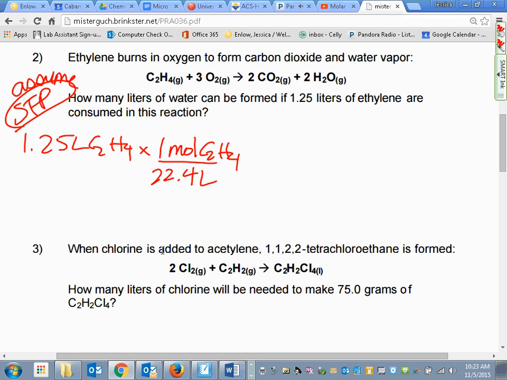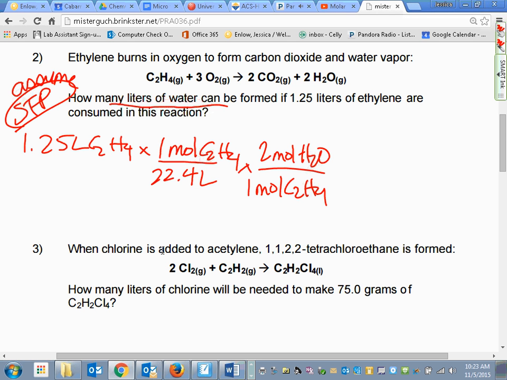Okay? And so we got some moles. Then what would be your next step? If you're looking for how many liters of water can be formed, mole ratio to water, right? So then water is a 2-to-1 ratio. 1 mole of the ethylene stuff on the bottom, 2 moles of water on top. And then the unit of the question is what? Liters. So then what would you do next?